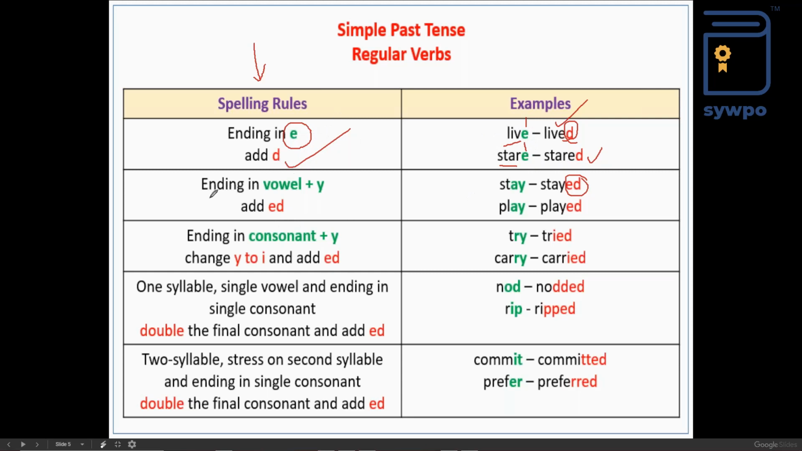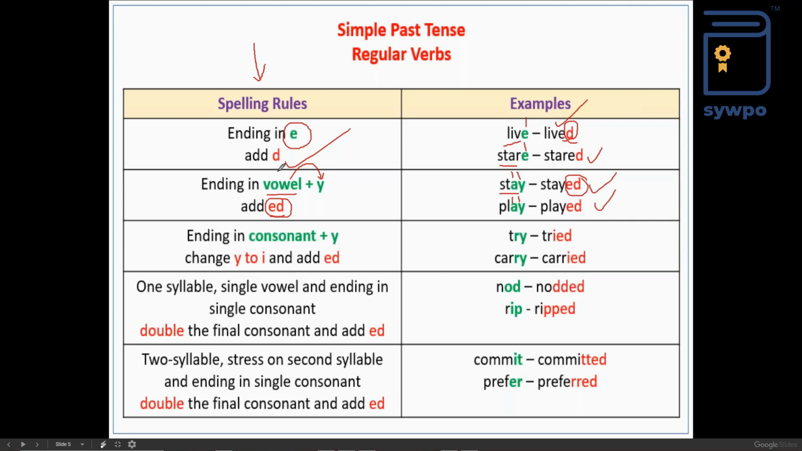Now look at the next one. Any word that has a vowel and after the vowel you have Y. Remember, it's a vowel, not a consonant. A word ending in vowel plus Y, what you do, you add ED. So look at this one. Stay, we have a vowel and then Y. Play, we have vowel and Y. So what we did, we added ED. That's all. So stay becomes stayed, lay becomes laid. Why?